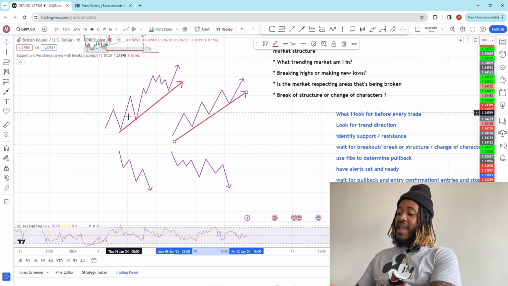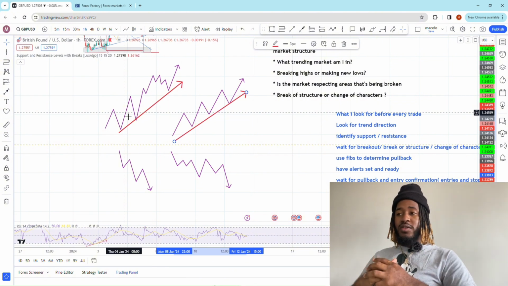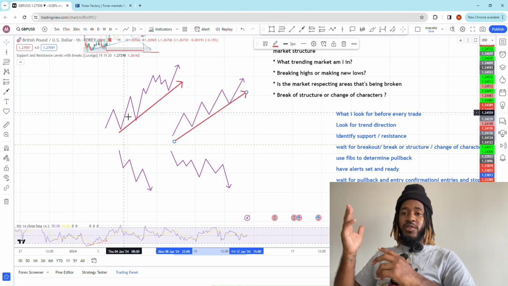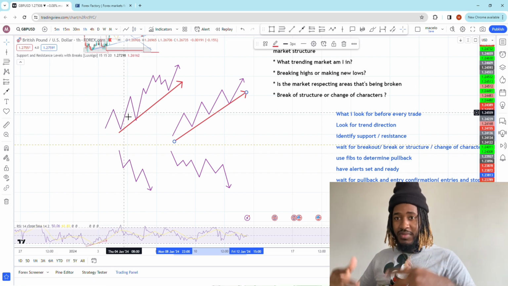Because you can have every single setup in the book and something whack just come out of the blue. Powell could just sneeze and then say excuse me, and that could drop the dollar. It's things like that you have to figure out and understand when it comes to the market.